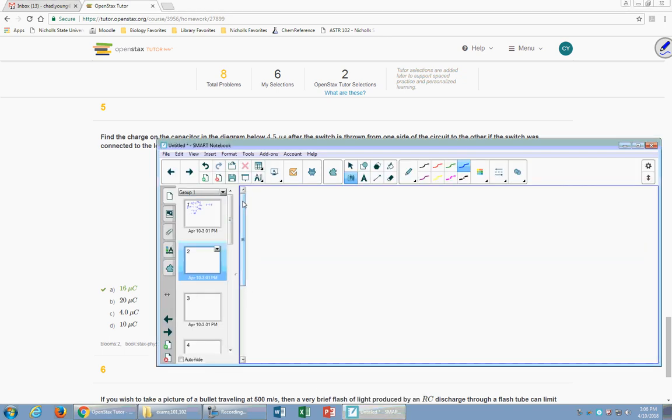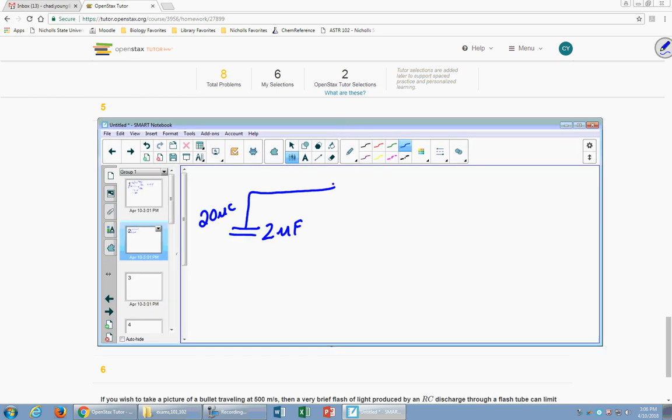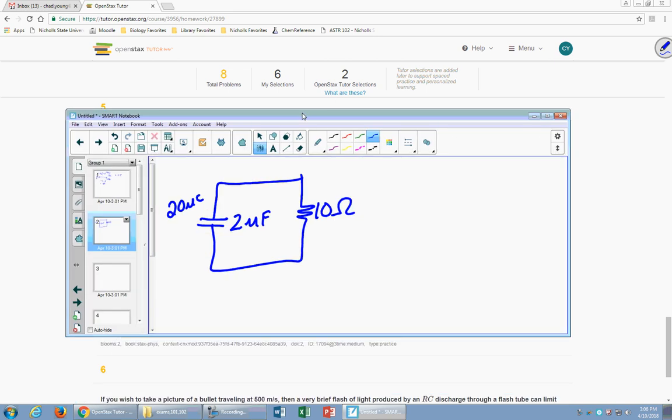So that's going to look like this. I'll have a capacitor that's 2 microfarads with 20 microcoulombs because I charged it with a 10 volt battery, discharging it through a 10 ohm resistor, and I want to know the current at 4.5 microseconds. What is the current at t equals 4.5 times 10 to the minus 6 seconds? You go to your equation sheet and look for the current for a discharging capacitor. You'll find that it decays with time.